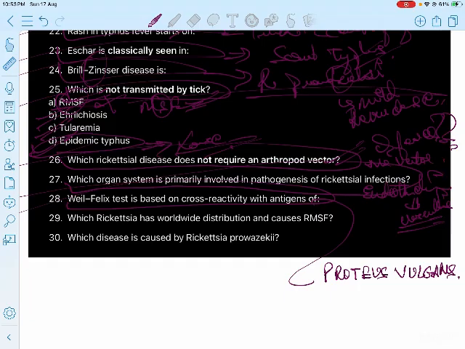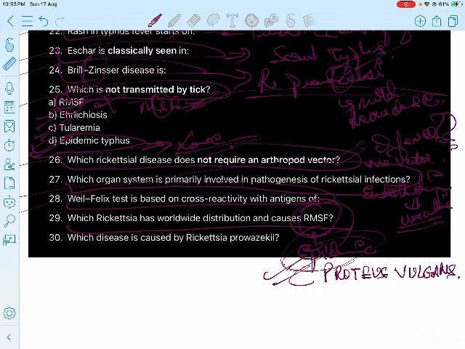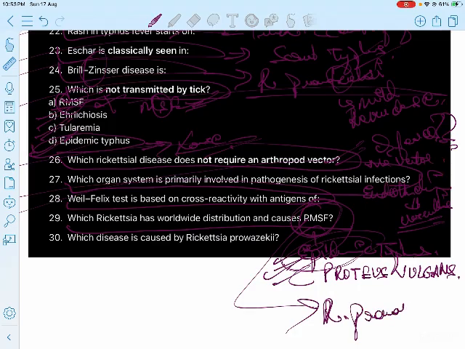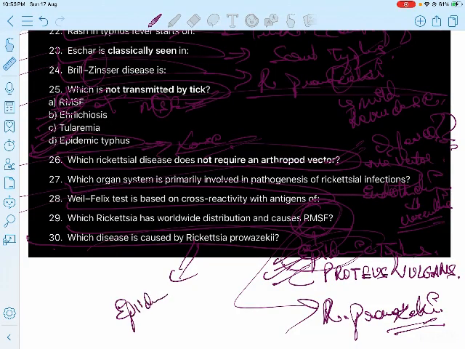Now which Rickettsia has worldwide distribution and causes epidemic disease? Epidemic spreads really fast, so epidemic typhus. And the organism is Rickettsia prowazekii. Now which disease is caused by Rickettsia prowazekii? Epidemic typhus. Same thing again.